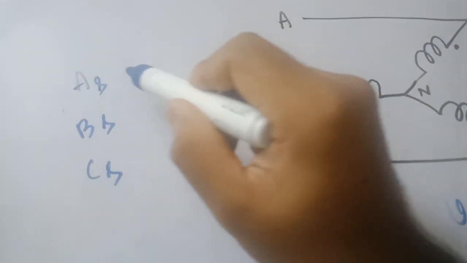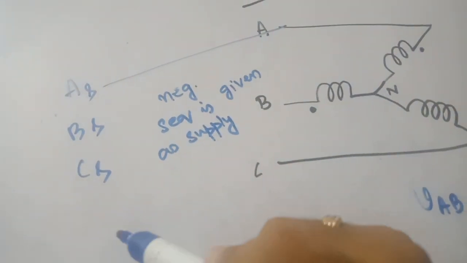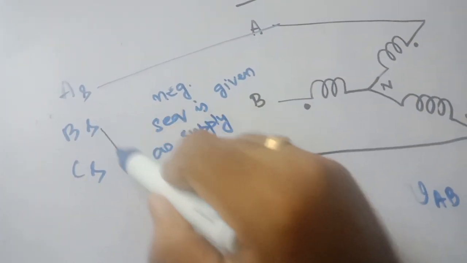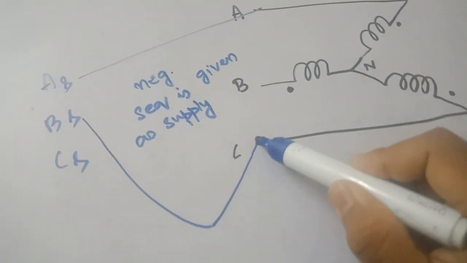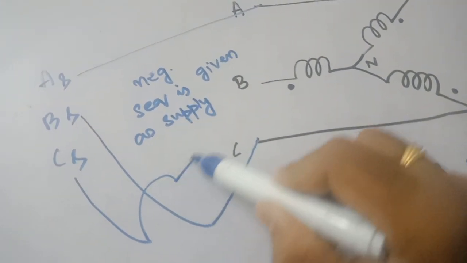How can a negative sequence be produced? A is given to A, and the sequence is reversed by interchanging any two terminals. Now I am going to give B to C, not to B. This is the meaning of negative sequence. Now the sequence has been changed, C to B.